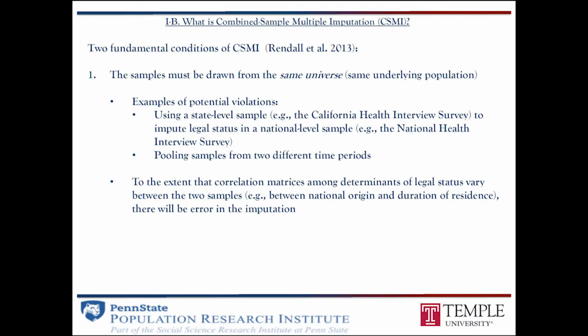To do combined sample multiple imputation, two fundamental conditions have to be met. First, the samples must be drawn from the same universe. That is, it must be from the same underlying population. A potential violation would be using a state-level sample, like the California Health Interview Survey, as your donor data to impute legal status in a national sample. That could be a problem because legal status in California may be related to your outcomes in a different way than it is for people who live in New York or Texas.